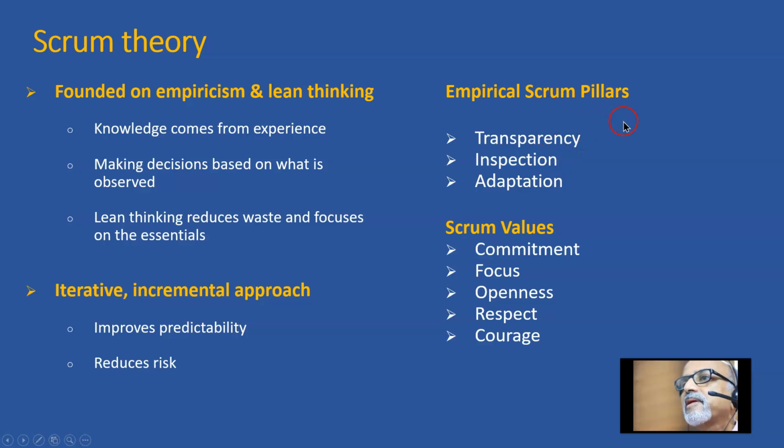The empirical Scrum pillars are transparency, inspection, and adaptation. Transparency is key. At periodic intervals, there is a daily stand-up meeting or daily Scrum, which is a form of inspection. There is a sprint review, which is also a form of inspection. Then adaptation: based on the lessons learned during a sprint, we adapt the subsequent sprints.